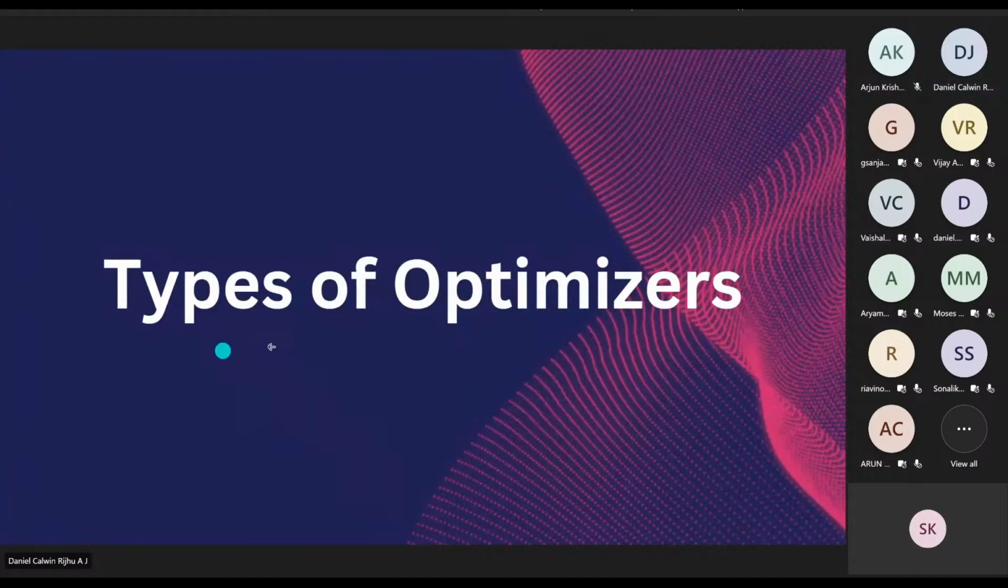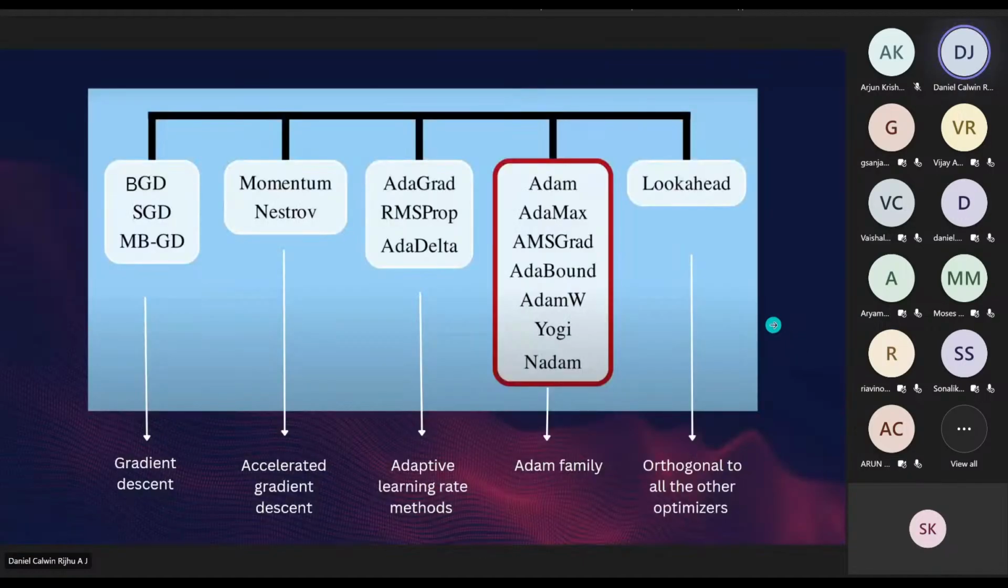So now we'll move on with the types of optimizers. Basically there are five different families of optimizers. The first one is going to be the gradient descent family, which consists of batch gradient descent, stochastic gradient descent, and mini batch gradient descent. The second one is going to be the accelerated gradient descent family, which consists of momentum based optimizers. The third one is going to be adaptive learning rate methods, which consists of several different optimizers like AdaGrad, RMSprop, and AdaDelta. We'll be looking into the details of RMSprop in our session.